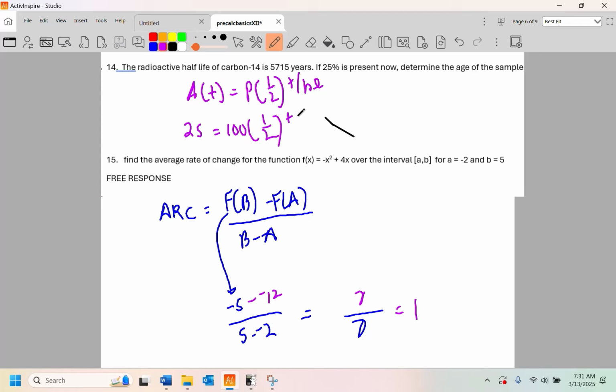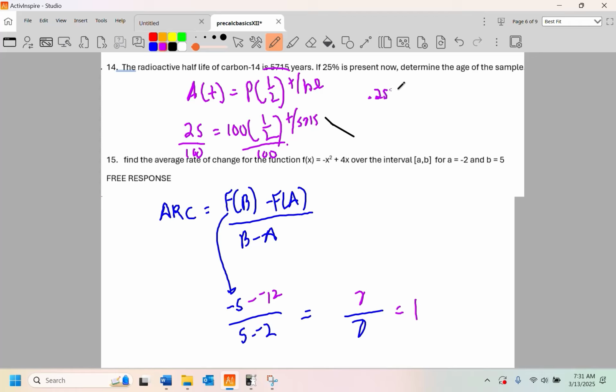Let's see here. We have t. We have a half-life of 5715. We're going to divide out the 100. I got that backwards too. I don't know why I did that. There's 25% in the present. No, I don't have that backwards. Forgive me, I'm being a dum-dum. That's right. We're going to divide by 100, and you're going to get 0.25.